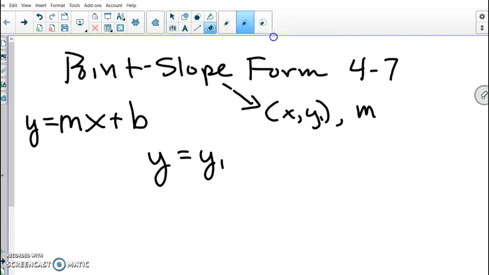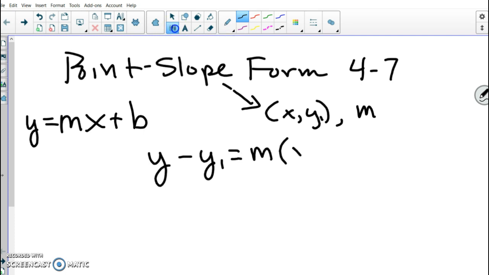That was minus, not equals. Sorry. y minus y1 is equal to the slope times the change in x. Now this first x is our variable that stays in the equation. And the second one, x1, is the value that we find in the point that we're given. Let's look at example 1 and see how this works.